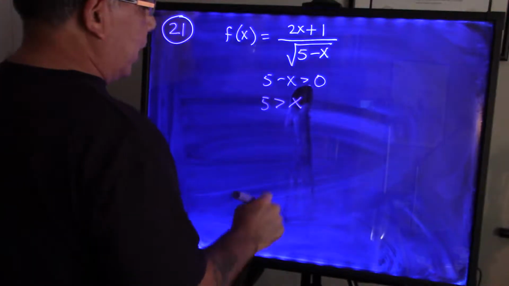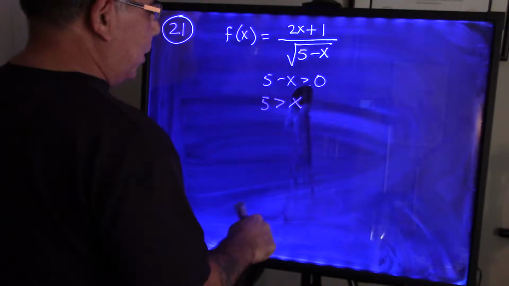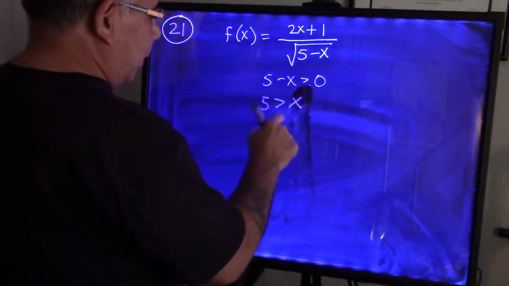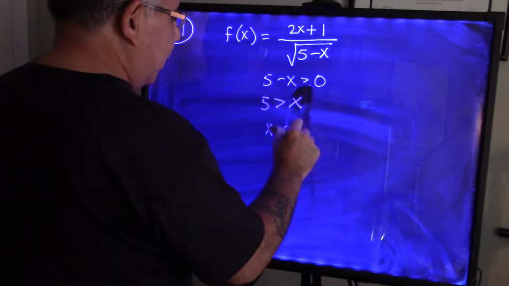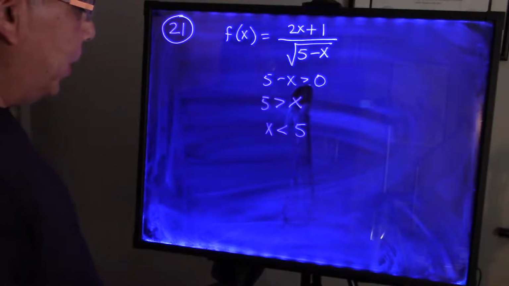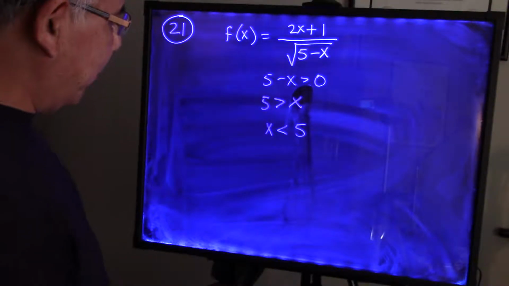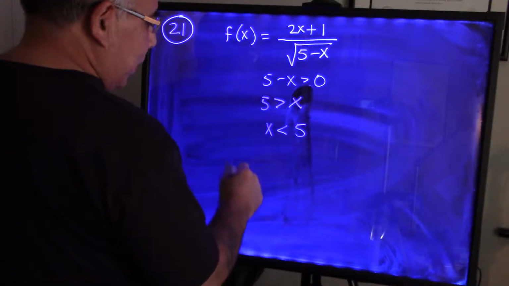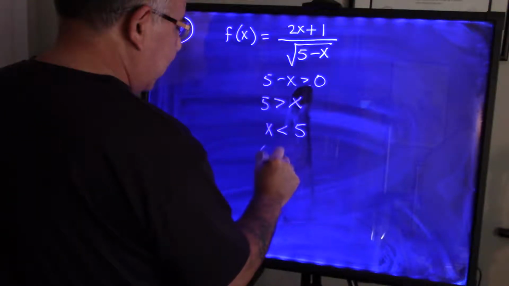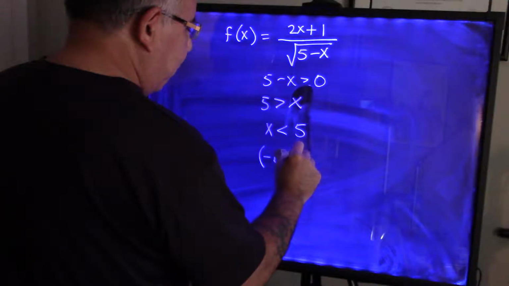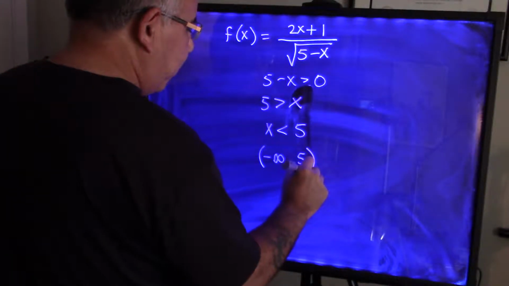Just add x to both sides, or move that negative x over and change the sign. Another way of writing this would be x is less than 5. That's easier to see the interval that way when you write it like that. So the interval looks like this for the domain, negative infinity to 5, but not including 5.